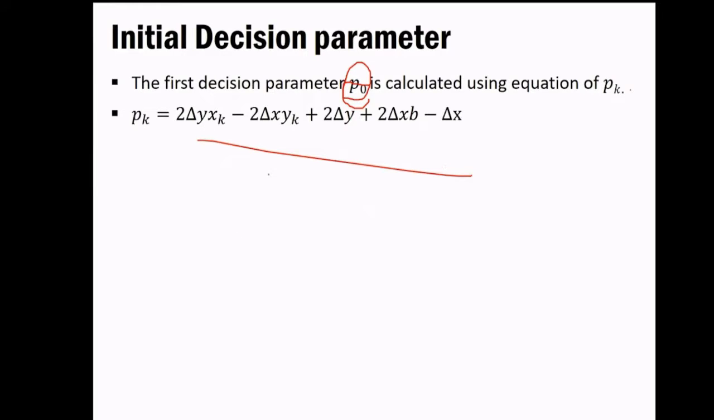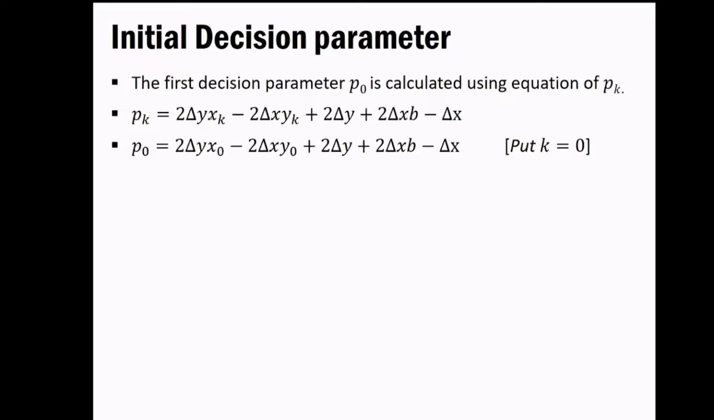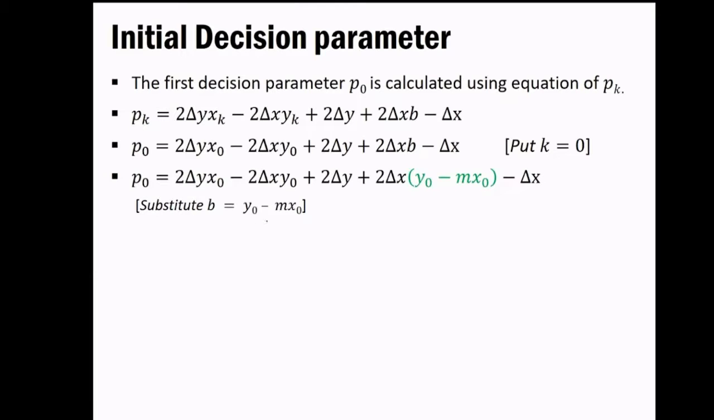Fine. So now what you have to do is choose this because it is the initial decision parameter. We have to keep the value of k as 0. So put k equal to 0. So pk would be p0 in our case. Now what it says is substitute b equal to y0 minus mx0. Why have we done this, y0 minus mx0? Anyone?